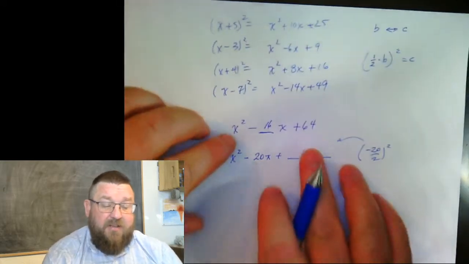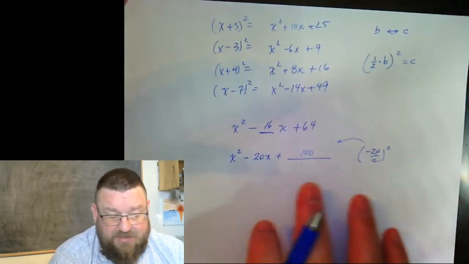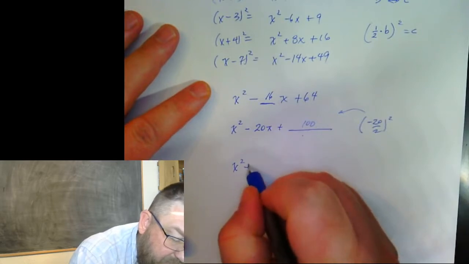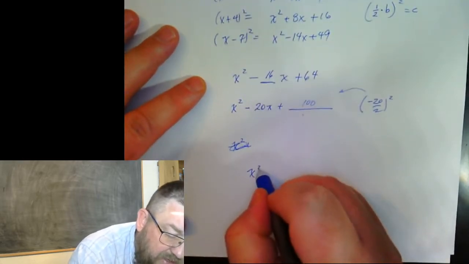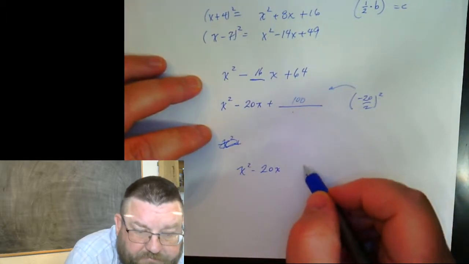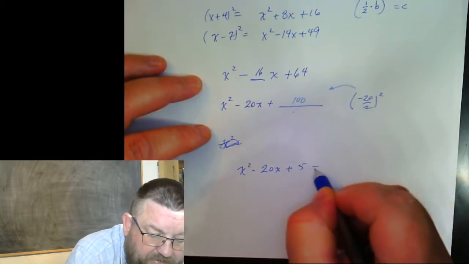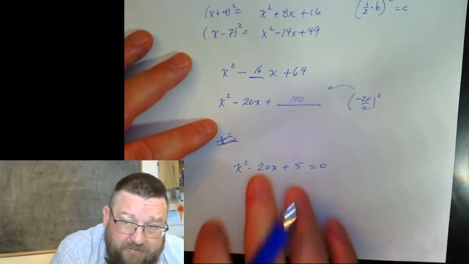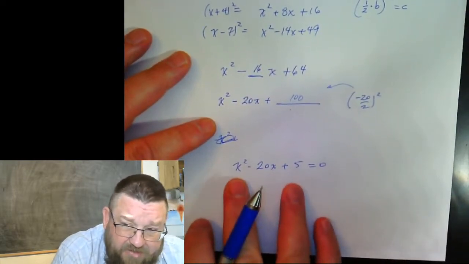Now, these aren't equations. These are just expressions. But what if you had something like this? What if you had x squared minus 20x plus 5 equals 0, and you wanted to complete the square? Let's say you were told to complete the square for this. So let's run through this one right here, right?